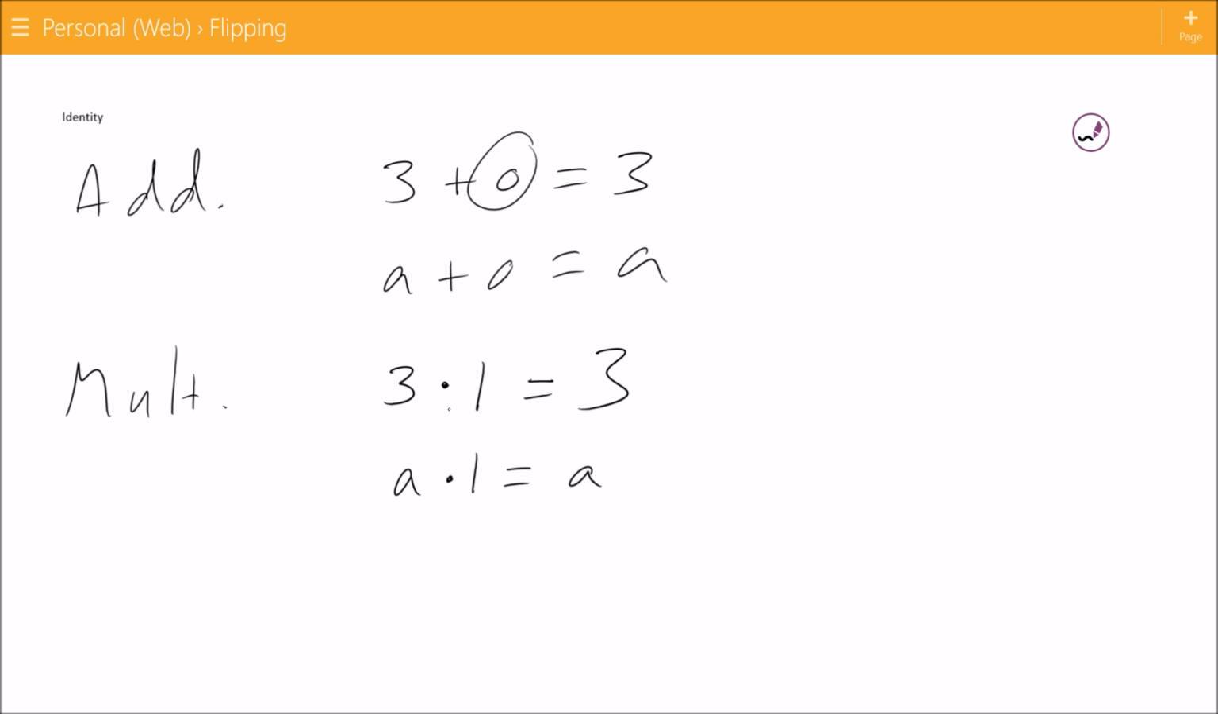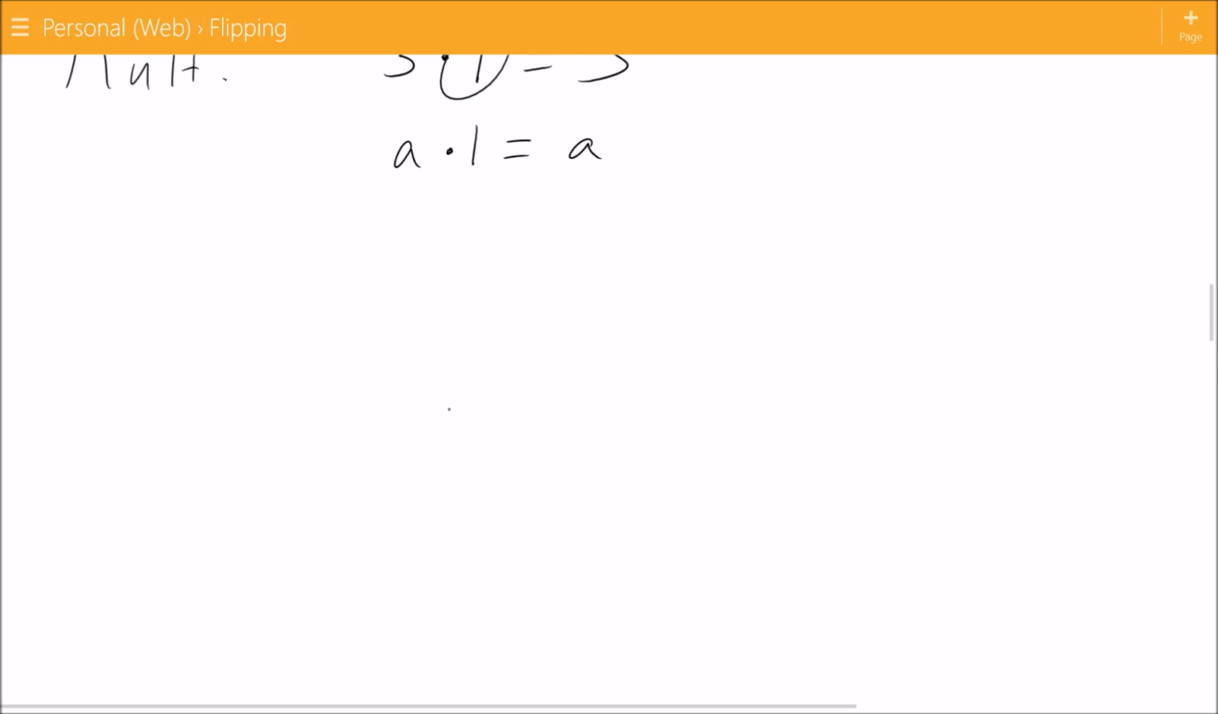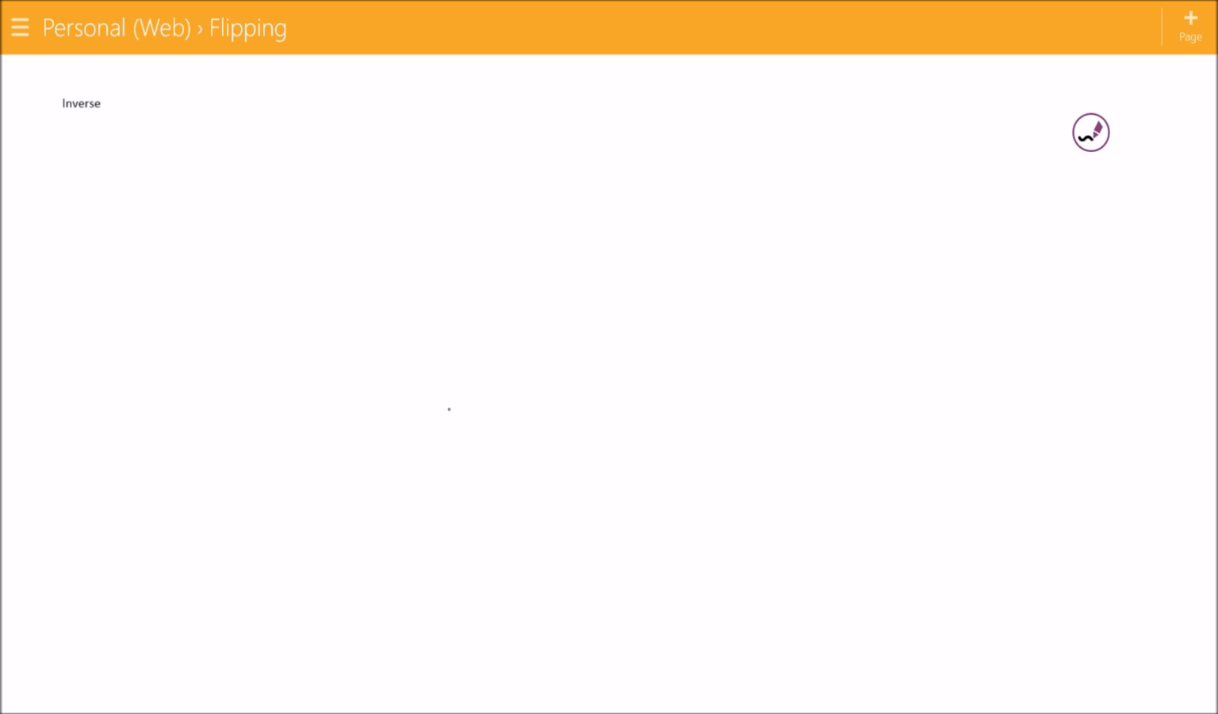So for addition, the 0, and for multiplication, the 1, have unique properties that allow us to add in the case of 0 and multiply in the case of 1, and not change the value or the identity of the number that they are operating on. The inverse is also similar to that. So for the inverse property of addition, if I have 3 and I add negative 3, that's going to give me 0.